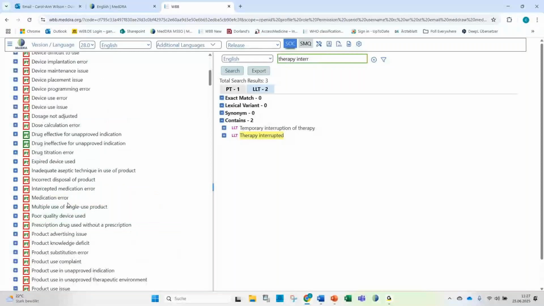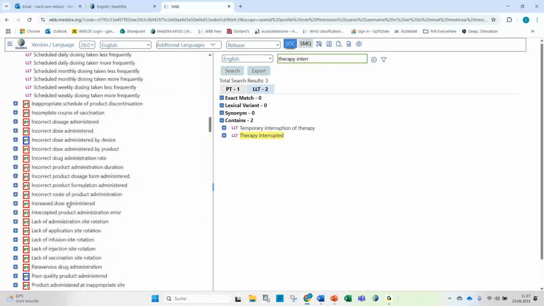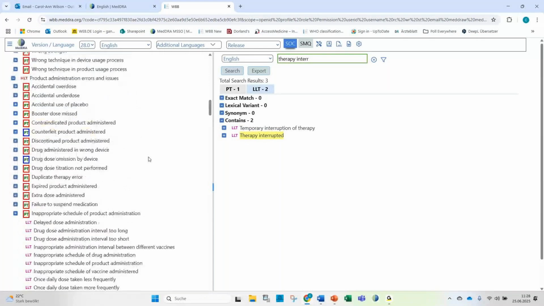So let's take the administration errors then. Incorrect product formulation administered, incorrect drug administration rate. So this does not contain the information accidental. Incorrect dose administered, wrong dose administered. So here we are. Just coding what's been done rather than assuming it's intentional or not.